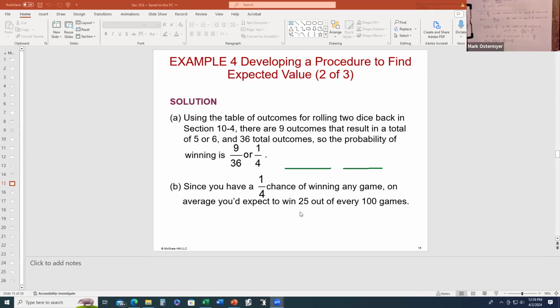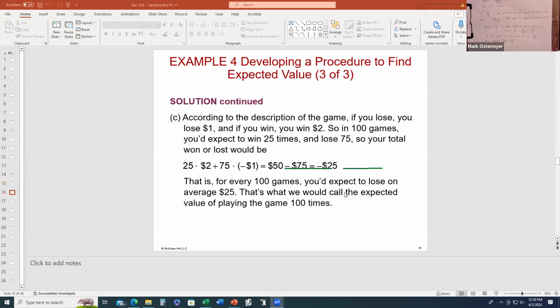That's not to say that every time we play this game, we are going to roll a sum of 5 or 6. Sometimes we will not. But this is saying on average, if you play this game over many, many trials, the average number of times that you'll roll a sum of 5 or a 6 will be about 25% of the time. Okay, so it's a long-term average.